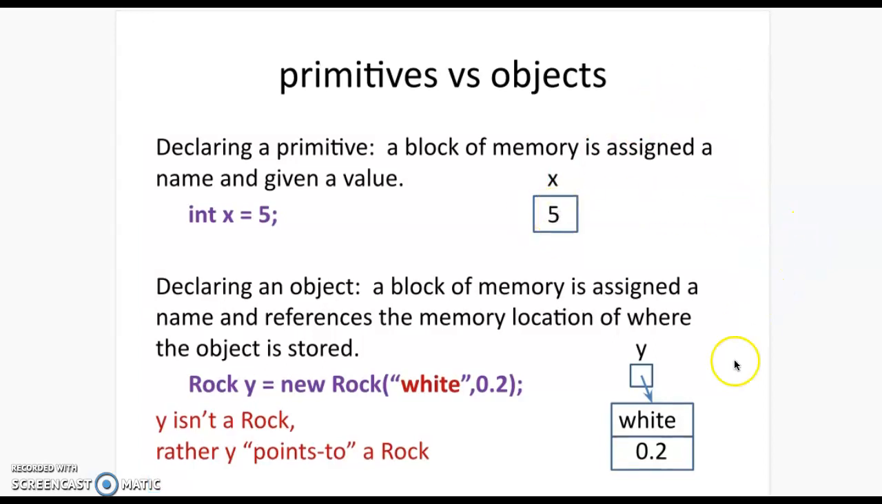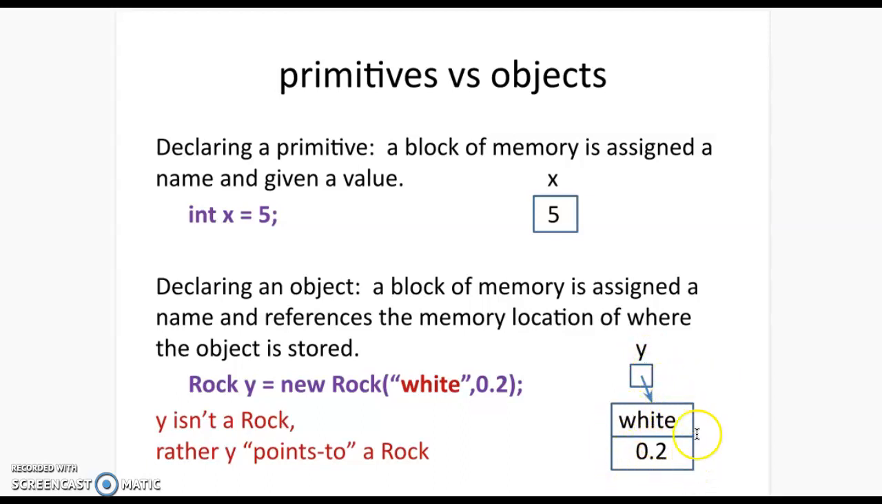Now, with objects, we have Rock y equals new Rock. So y is actually a pointer to somewhere in memory that stores all the information about the object. Remember, objects can be very complex and have multiple variables within them, so they need a bigger area in memory, but it gets kind of clunky to move that around. So instead, y just holds a memory address to where all the information about the particular object is stored. So y itself is not a Rock, it's a pointer to a Rock.